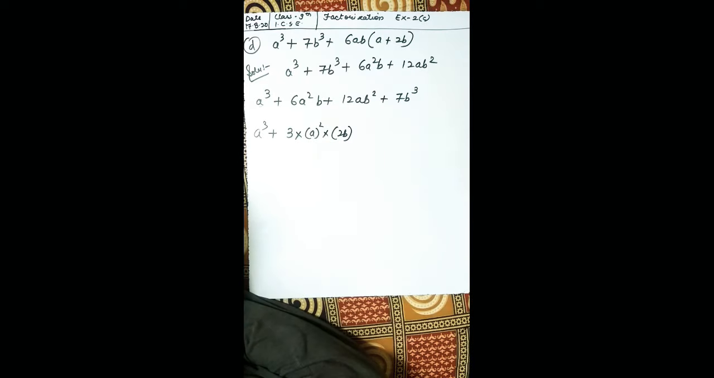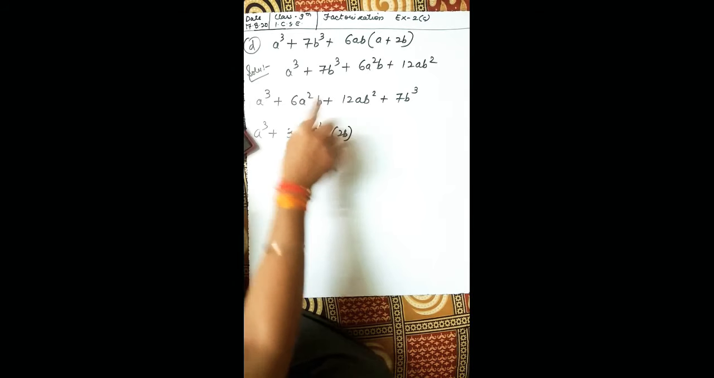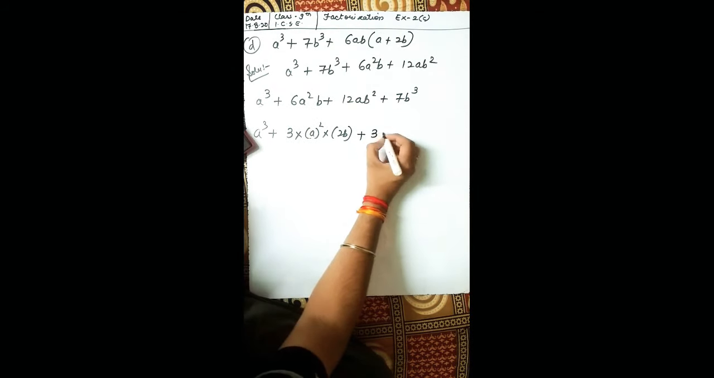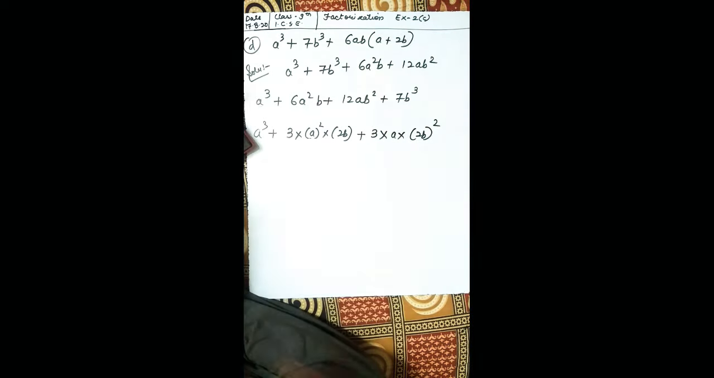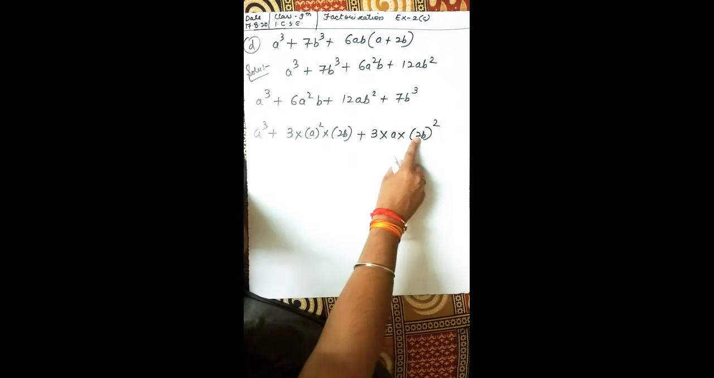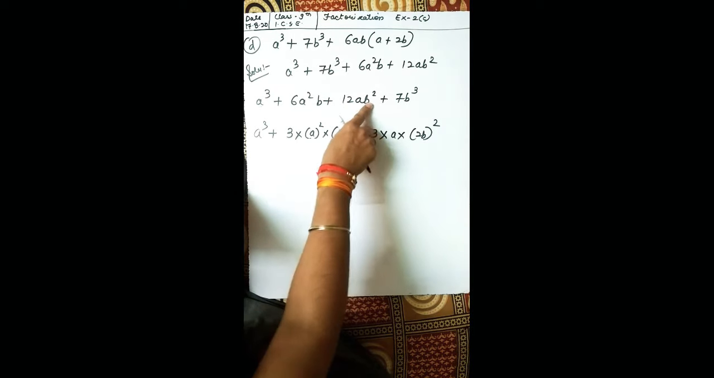Can we write like this? Yes, because 3 2s are 6, a square and b here. I'm writing this 12b as 3 into a into 2b the whole square. How? 2 square is 4, 4 3s are 12, a and b here, b square.